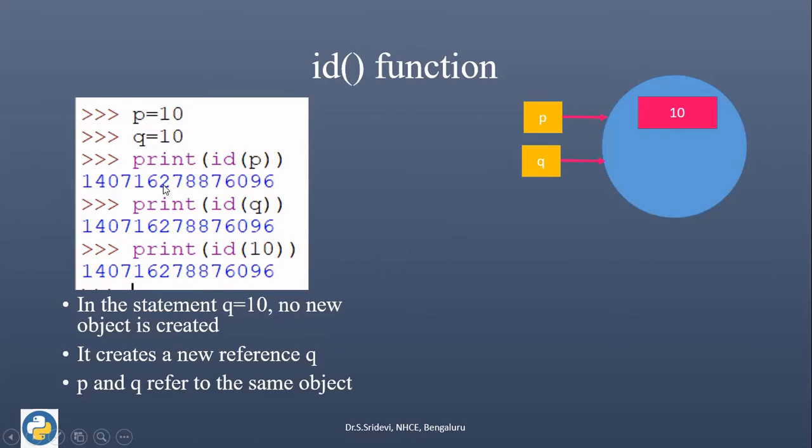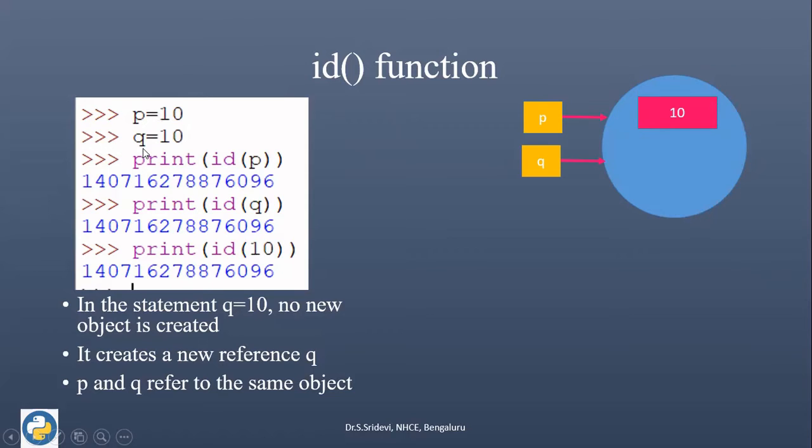Now let's see a few more examples. So here, first I am declaring p is equal to 10. When this particular statement is executed in Python, this 10 is a whole number, so an integer object will be created. In the object, 10 will be stored as a value, and after that, a reference p will be created, and this p is a reference to this particular object now.